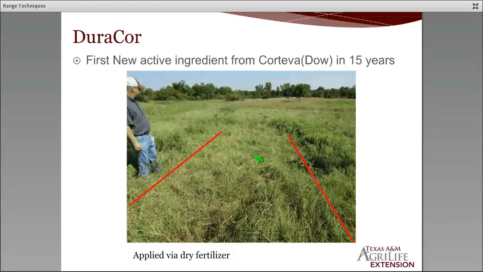And I see we have a question. Is indaziflam a pre-emergent? Yes, it is. The question is, is it the only pre that can be used in pastures? Currently, Prowl H2O is labeled for use in pastures. When indaziflam gets that label and when it comes out, it will be one of 2 pre-emergents. That is what I'm excited about, some more options for these guys.